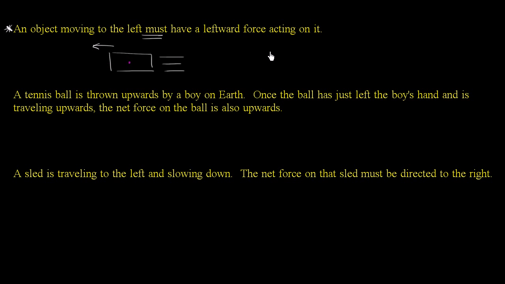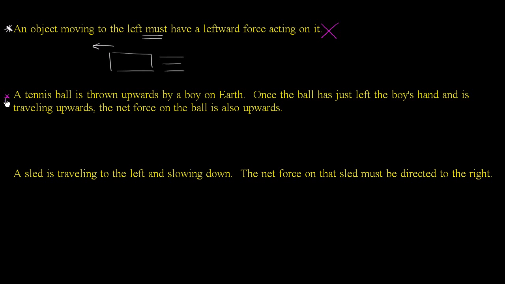Well, we know from Newton's first law that if this object is moving at a constant velocity to the left, it doesn't need to have any forces acting on it. In fact, if no forces act on it, or if there's no unbalanced forces acting on it, it will just continue to move to the left. So an object moving to the left does not have to have a leftward force acting on it. If there was a net leftward force acting on it, it would accelerate towards the left. But you don't have to have one. If it already has some velocity in the left direction, it can just keep going there without any forces at all. So this is not true. You don't have to have a leftward force acting on it.